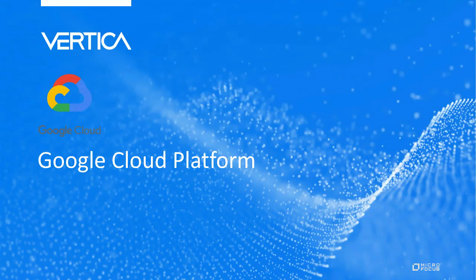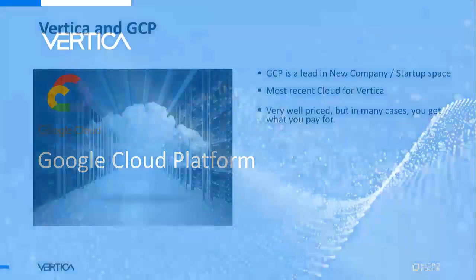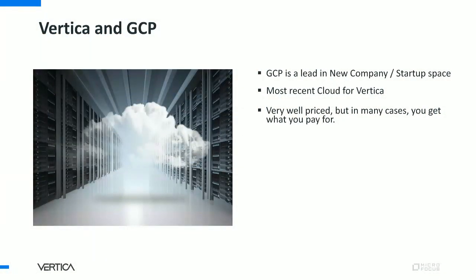While there's no argument that we here at Vertica have a long history of running within the Amazon Web Services space, there are other alternative cloud service providers where we do have a presence, such as Google Cloud Platform, or GCP. For those of you who are unfamiliar with GCP, it's considered the third largest cloud service provider in the market space, and it's priced very competitively to its peers. It has a lot of similarities to AWS in the products and services that it offers, but it tends to be the go-to place for newer businesses or startups.